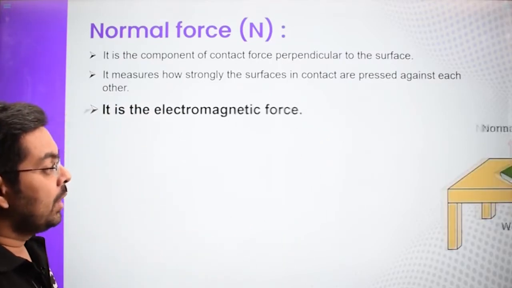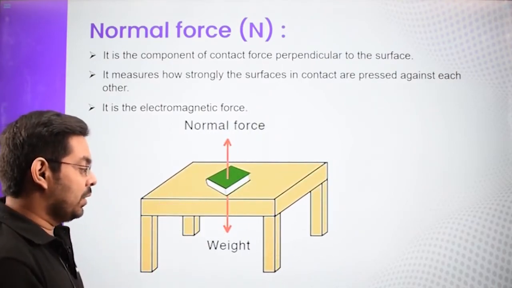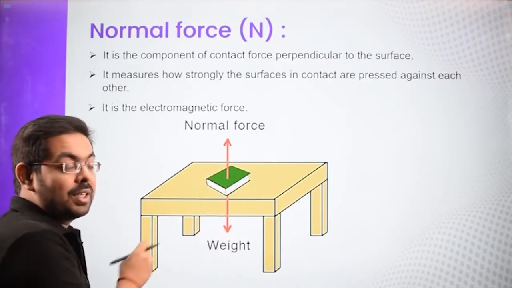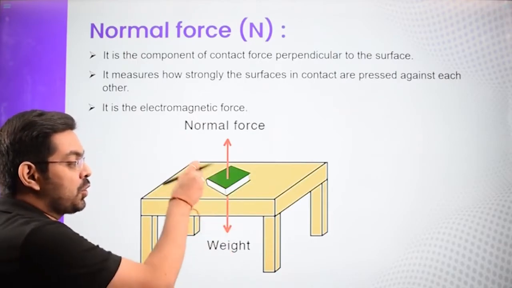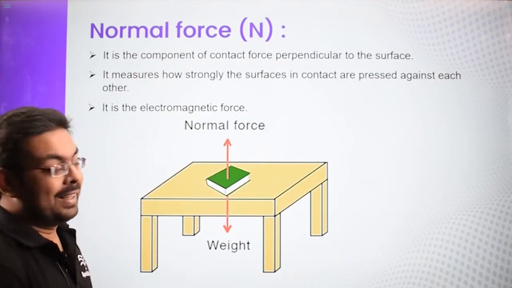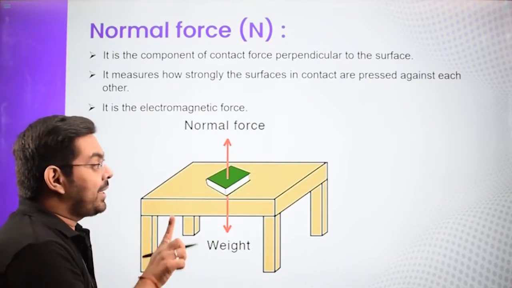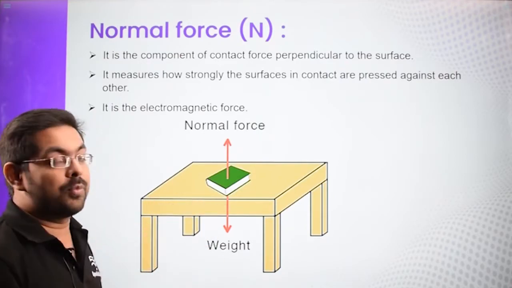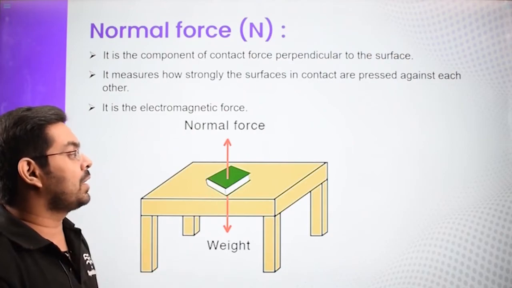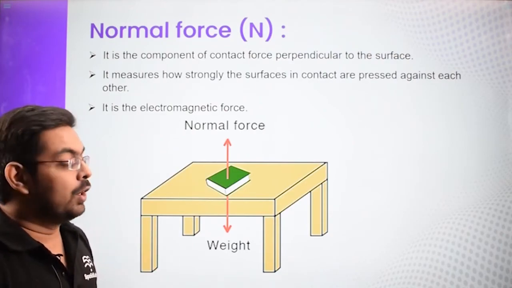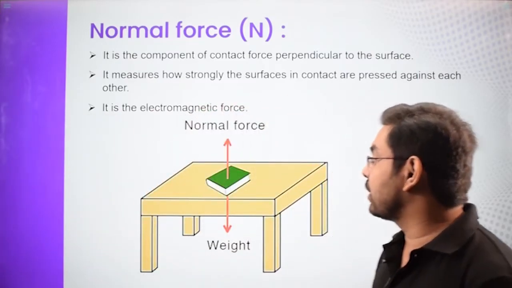ठीक है? Let me show you a picture. See, here is a book which is kept on a table. तो उस पे क्या हो रहा है बेटा? Its weight, that is the gravitational force of Earth on the book, is acting downward. So it wants to fall down. But who is stopping it? The contact force by the surface of this table, which will act in the upward direction, is stopping the book from falling. Okay? So since this force is acting perpendicular to the surface of the table, तो इसीलिए this force is called normal force. So this force is always perpendicular to the surface.